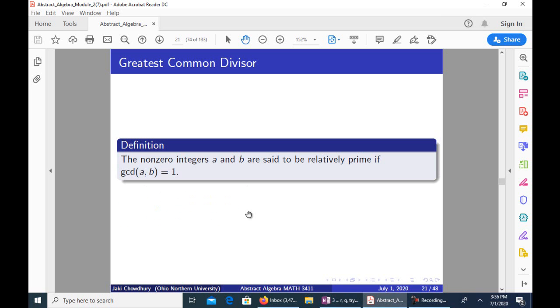Like I said, if the GCD of two integers a and b is 1, then we say that they are relatively prime. The GCD of 0, 0 is undefined, and the GCD of a, 0 is the absolute value of a. The reason I'm taking the absolute value of a is because a could be negative, and the GCD is by definition positive.